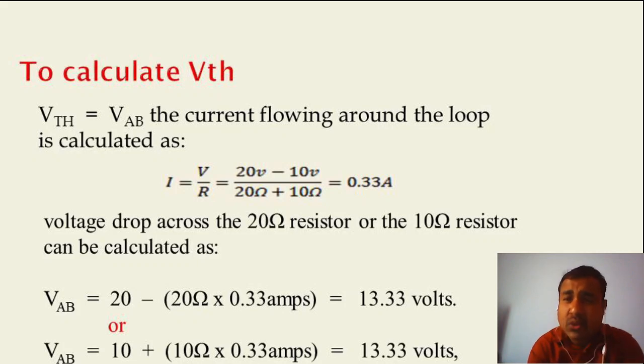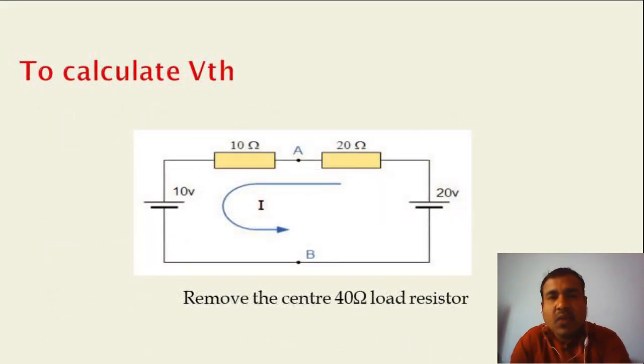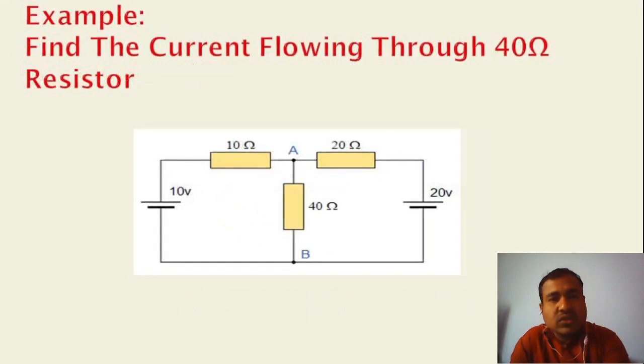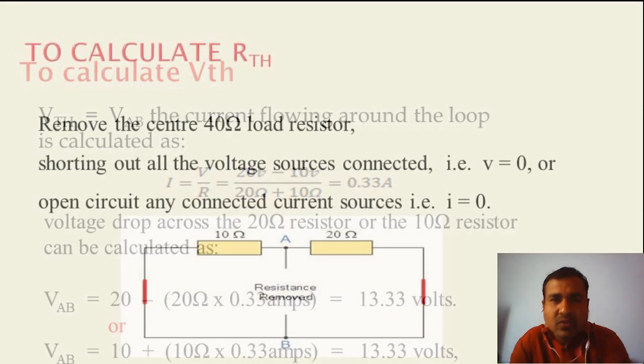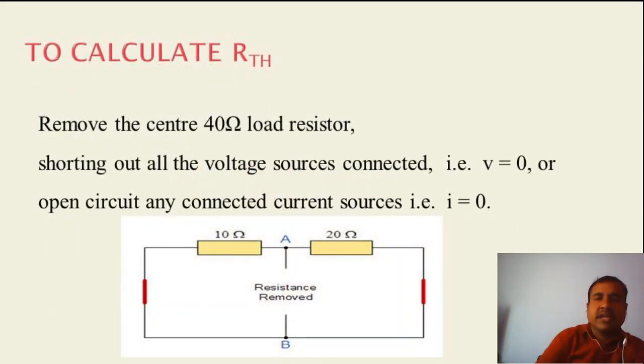Now the next step is to calculate Thevenin's resistance RTH. To do that, we short the voltage sources and open circuit the current sources. In our circuit we have only voltage sources, so we will short these voltage sources and find the resistance at points A and B. See here, we have shorted these voltage sources, and I need to find the resistance at these terminals A, B.